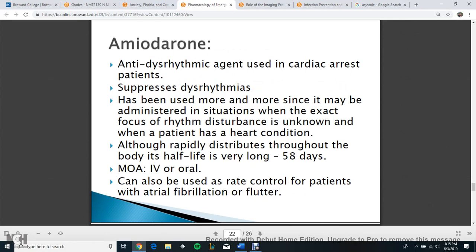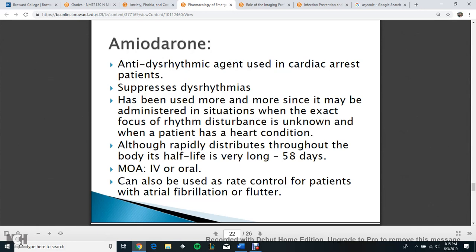Amiodarone, an anti-dysrhythmic agent used in cardiac arrest patients, suppresses dysrhythmias. It has been used more and more since it may be administered in situations when the exact focus of the rhythm disturbance is unknown and when the patient has a heart condition. Although it rapidly distributes throughout the body, its half-life is very long, 58 days.